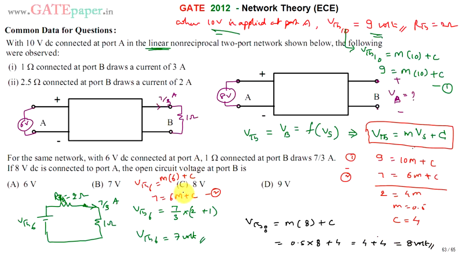So the open circuit voltage at port B when 8 volts is connected is 8 volts itself. So the right answer for this question is C itself. C is the right answer for this question.